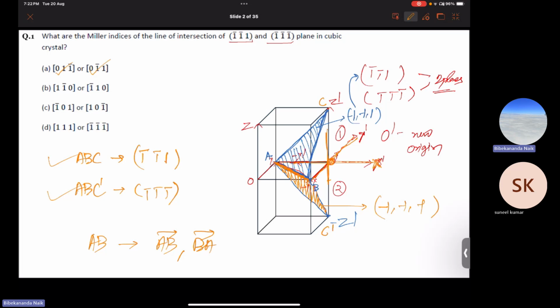Now if you see the points, this is A, this is B. For both points A and B, Z is 0 because they are in the XY plane. Point A is at -1, 0, 0 because it is on the -x axis, and point B is at 0, -1, 0. So point A has the coordinate -1, 0, 0, and point B has the coordinate 0, -1, 0.